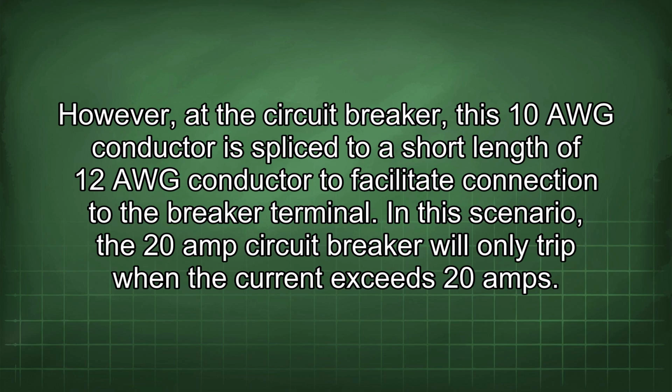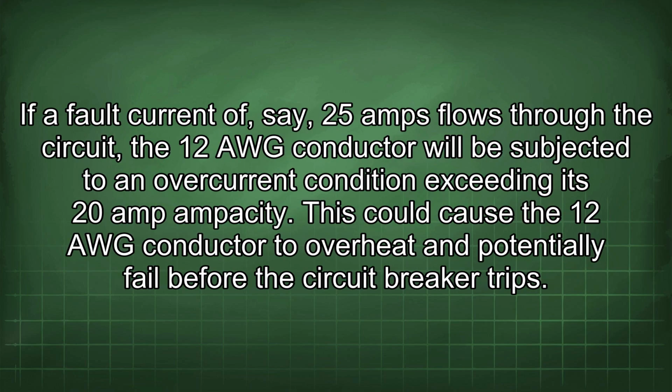In this scenario, the 20 amp circuit breaker will only trip when the current exceeds 20 amps. If a fault current of, say, 25 amps flows through the circuit, the 12 AWG conductor will be subjected to an overcurrent condition exceeding its 20 amp ampacity. This could cause the 12 AWG conductor to overheat and potentially fail before the circuit breaker trips.